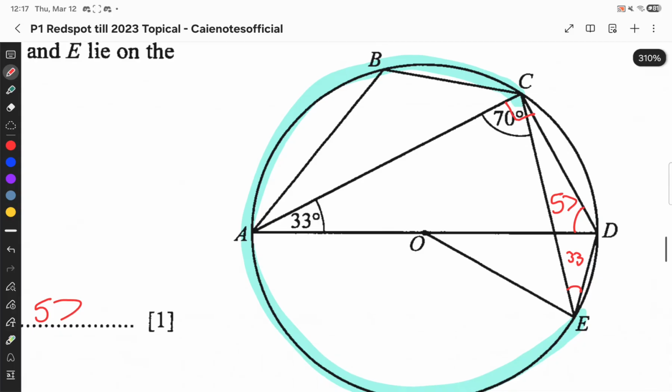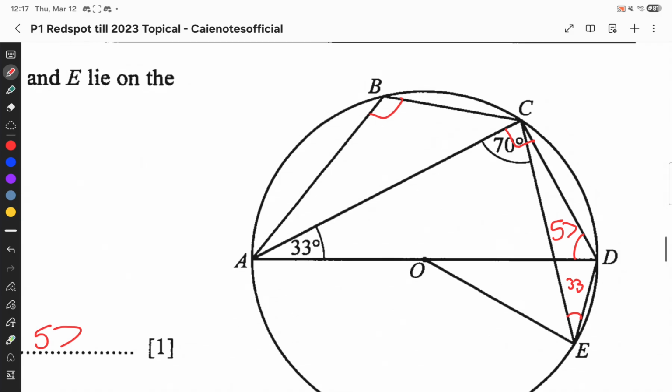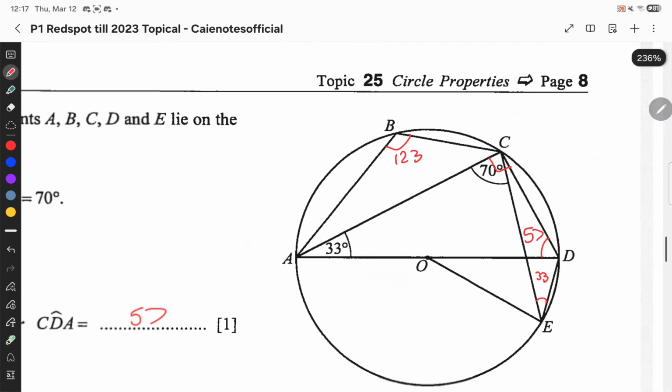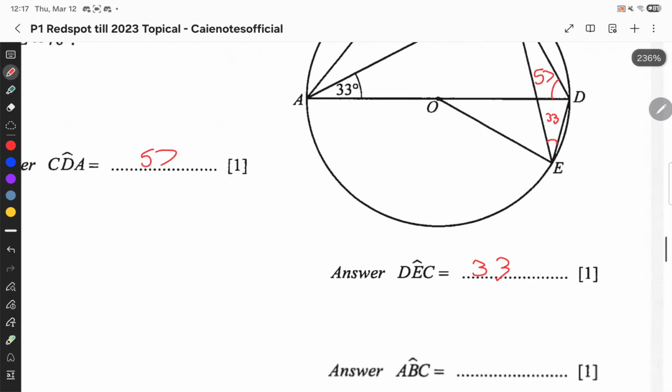ABC, a good trio, but a bad trio in circle theorem. ABC, so we can use a cyclic quadrilateral. Why? Because I looked opposite to it. This is 57, and how is it 57? This is by cyclic quadrilateral ABCD, and this is 180 minus 57, which is 123. Let's go.